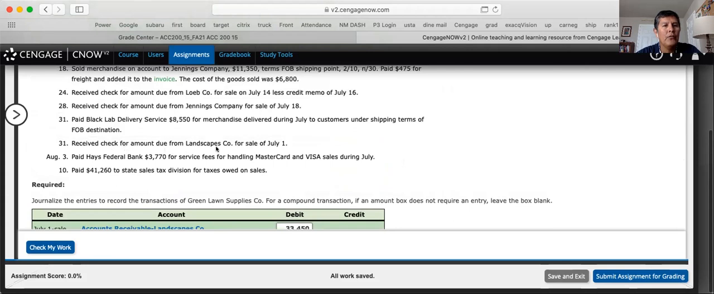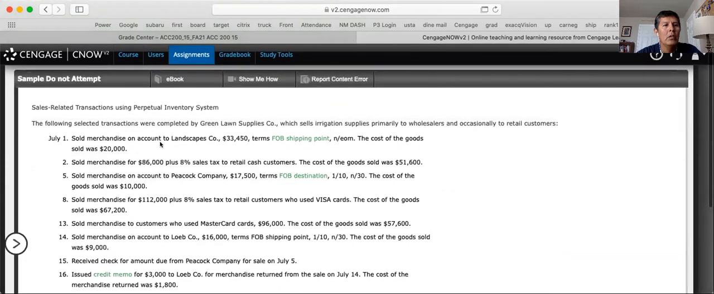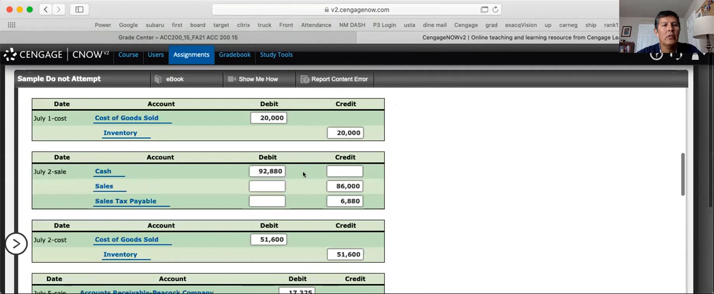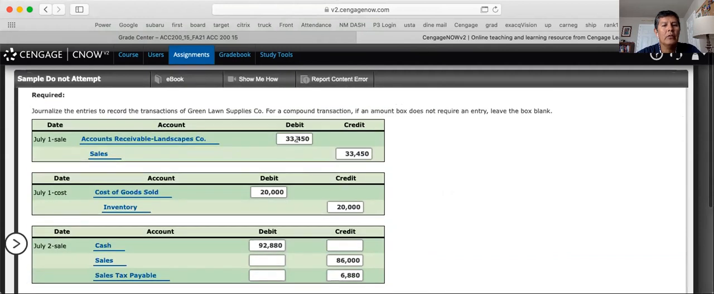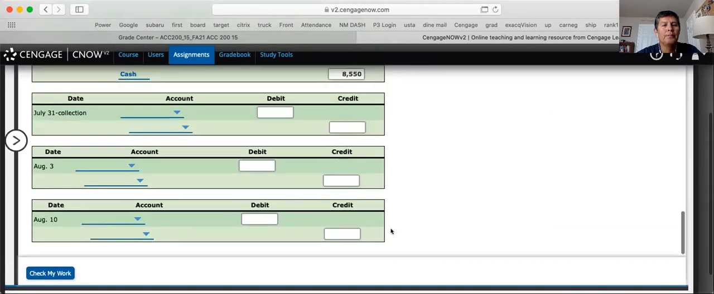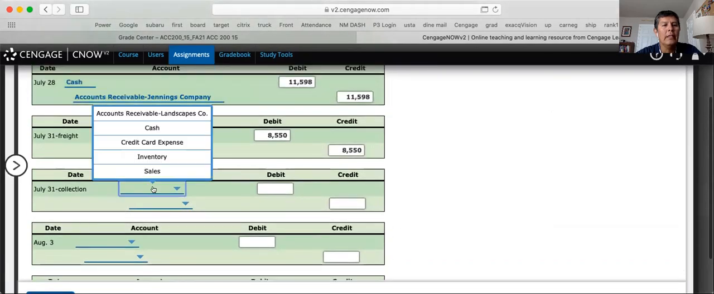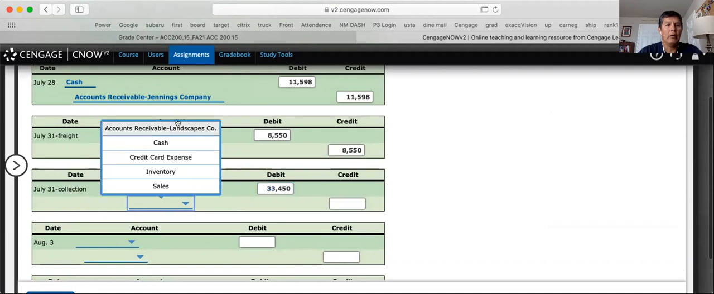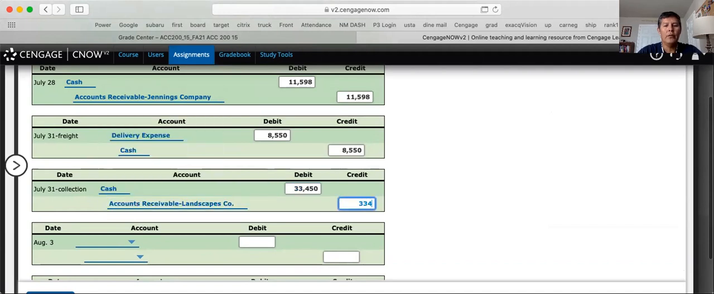All right. July 31. Received check for amount due from Landscape Company for July 1. So they're going to pay this now. Let's see what July 1 looked like. They're going to pay $33,450. We're collecting it. They send a check for 33,450, and their account is zeroing out.